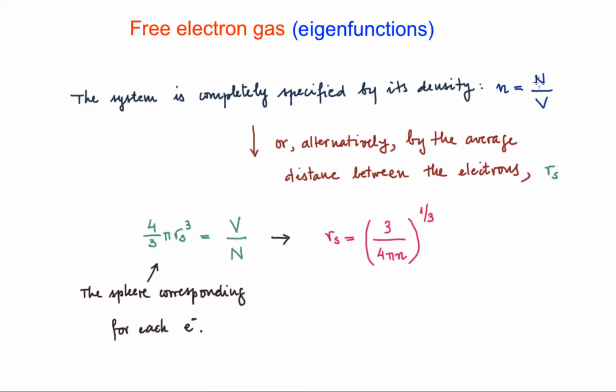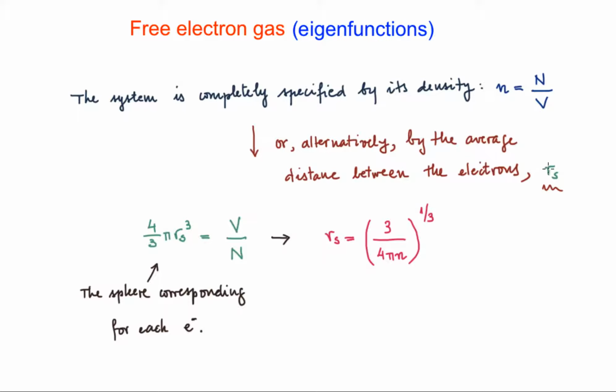The electronic density is the number of electrons over V, which is the volume of the crystal. Or alternatively, we can also use the average distance between the electrons, the average interelectronic distance, which is this rs parameter. And of course, this rs parameter is going to be related with the electronic density. And what's the relation between them?